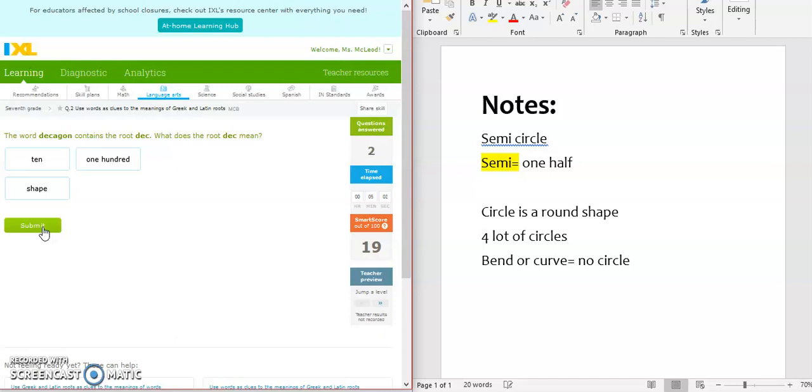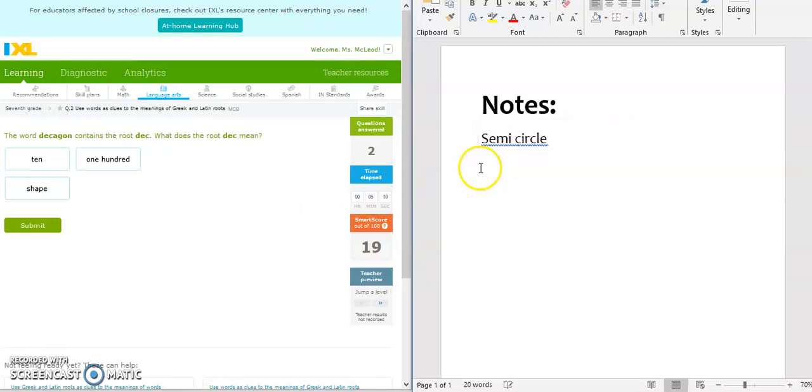All right. So let's go back. Erase these. We'll do another one. The word is decagon. That's the word, and it says it has the root word dec. So what does dec mean?